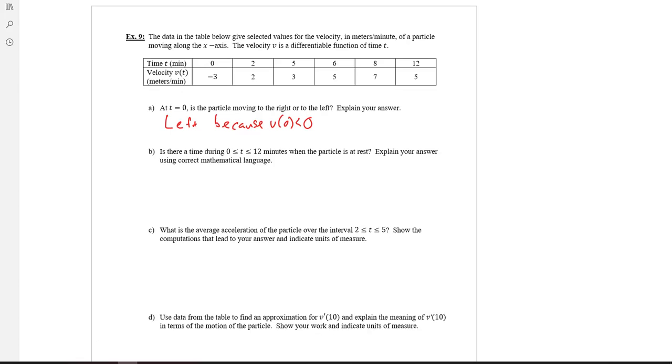Okay, that's that. Letter B, is there a time during 0 less than or equal to t less than or equal to 12 minutes when the particle is at rest? Explain your answer using correct mathematical language. So again, looking at our table of information right here, would it seem like our particle should be at rest sometime between 0 and 12 minutes? So why don't you think about that one? Don't answer it just yet out loud or in the chat. I'm going to start calling on some folks.